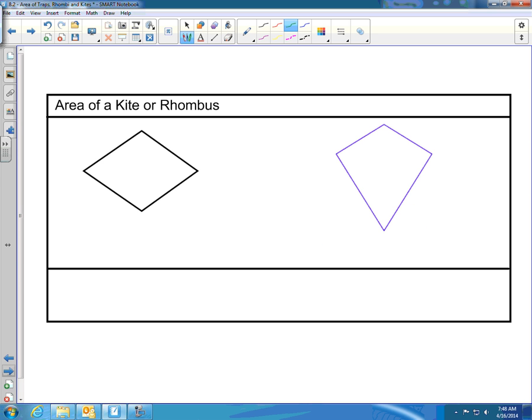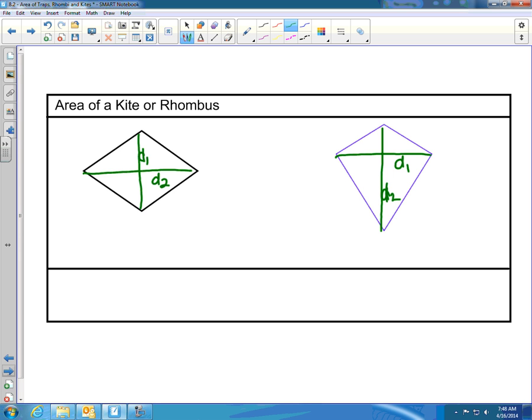Okay, I'm going to give you the area formulas for kite and rhombus. Kite and rhombus have the same formula because they have the same idea. They both have a diagonal 1 and a diagonal 2. Okay, in a rhombus, those diagonals are not going to be the same, just like in a kite. Your diagonal 1 and your diagonal 2 are not going to be the same.